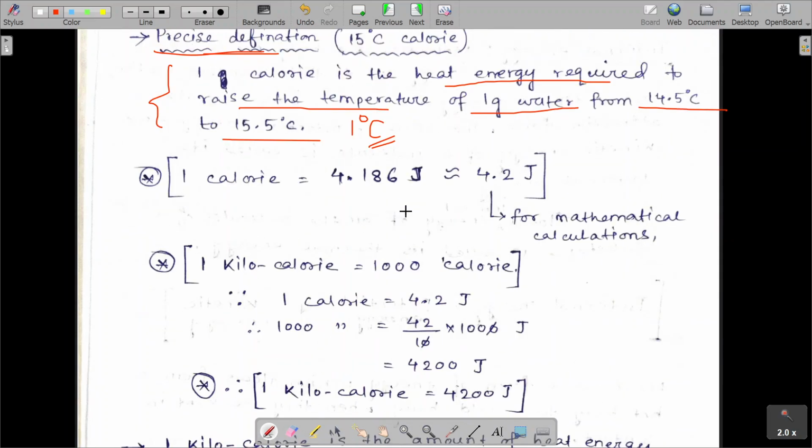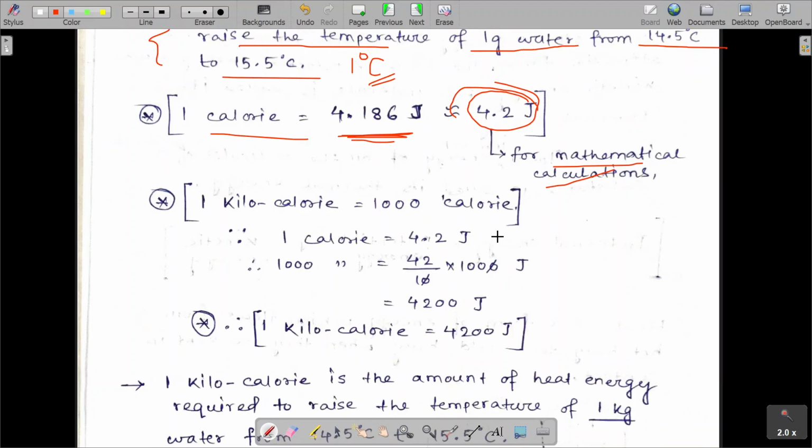And here is the relation between calorie and joule. 1 calorie is equal to 4.186 joule, which is approximately 4.2 joule. For mathematical calculations, we will use 1 calorie equals 4.2 joule. But accurately, it is 4.186 joule.